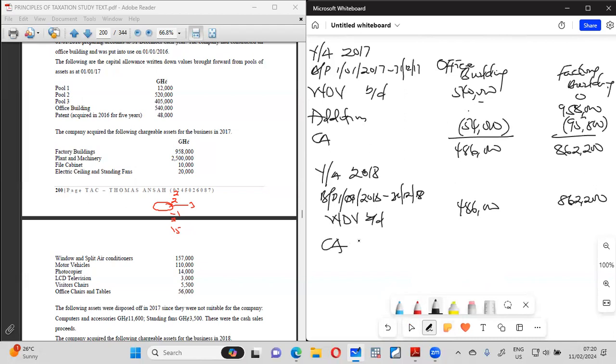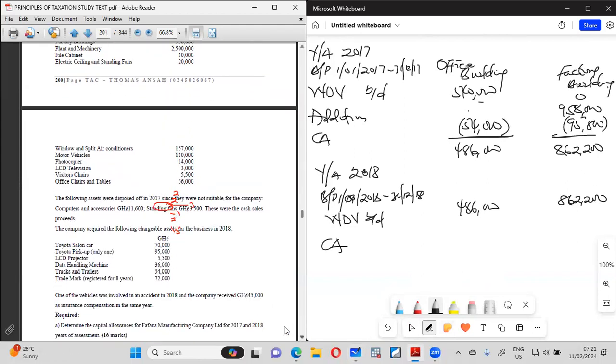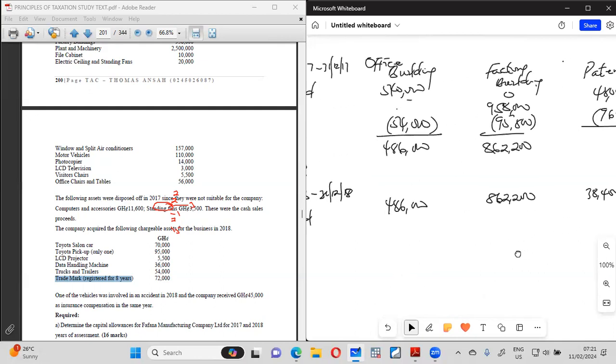So your capital allowance for this year, you know that for class 4, is there any addition in the year 2018? Oh, okay, there is a trademark. So you can do addition, and for the addition, you create another one. We should have probably created the trademark, but there will be nothing there. So here, the balance addition of that is 72,000. That's all.